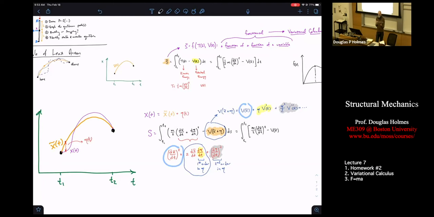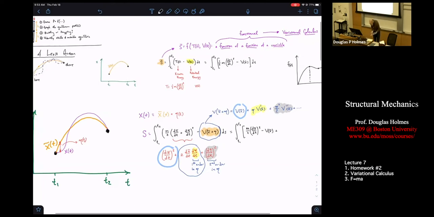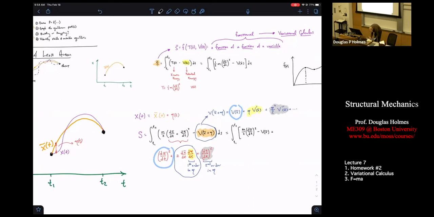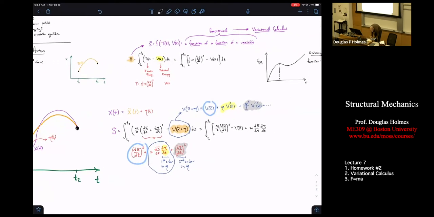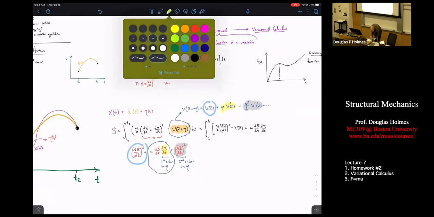Then the first order in eta, the 2 and the 1/2 cancel out, so that goes away, and we're left with just mass times dx bar dt, d eta dt. And that's my yellow term, so let me highlight that in yellow.